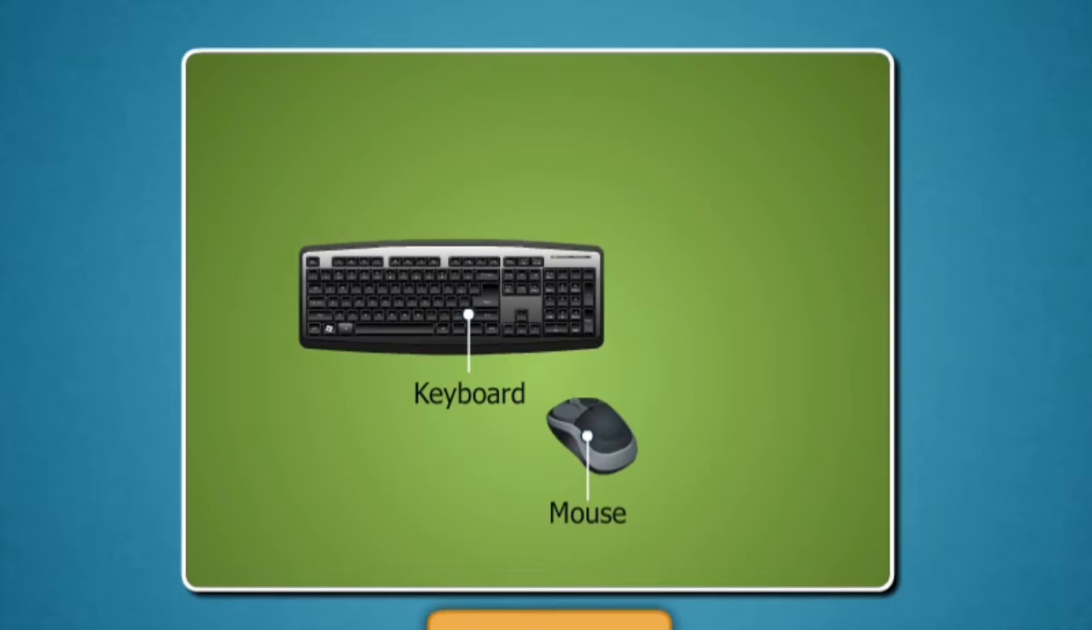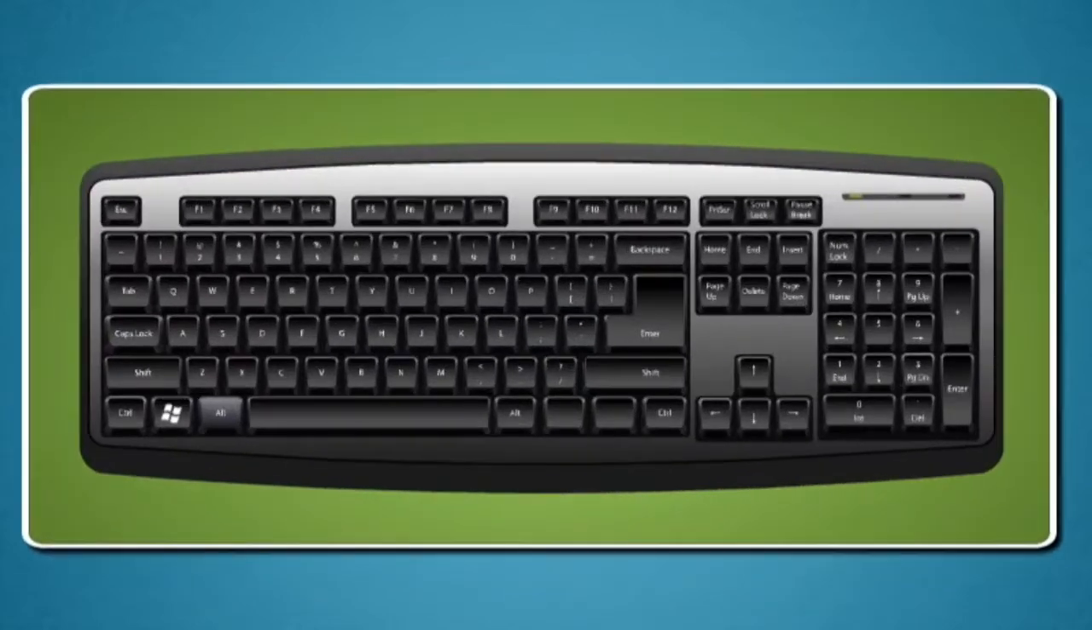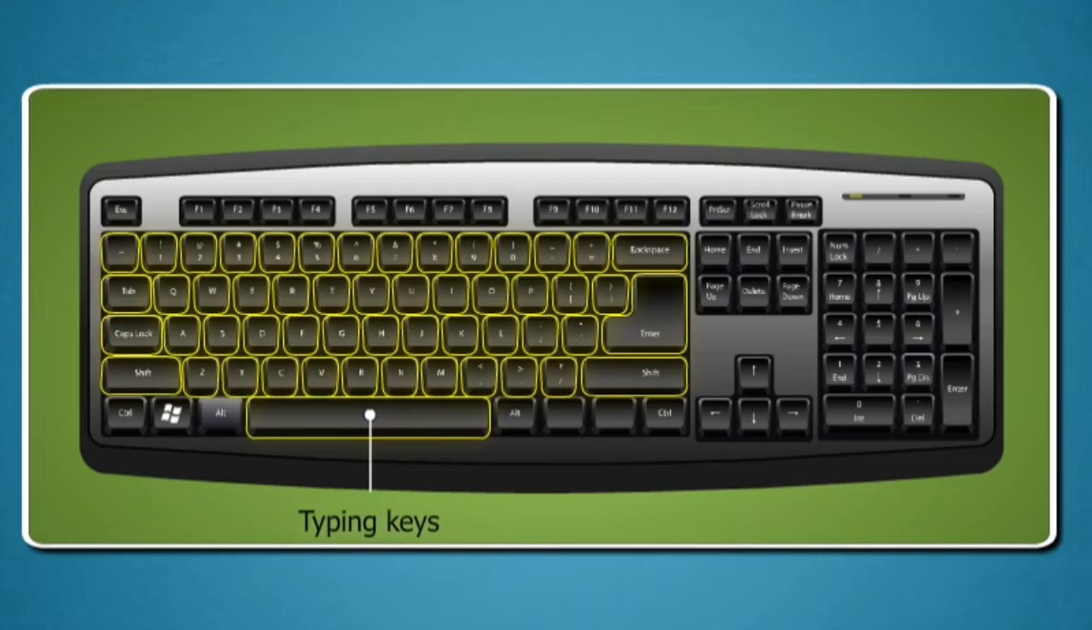So, let us know them in more detail. Let us start from the keyboard. Keyboard is used to enter data into a computer. Now, let us see different types of keys and their functions. Typing keys. These here are typing keys. They include the letters, numbers, punctuation, spacebar, and symbols.